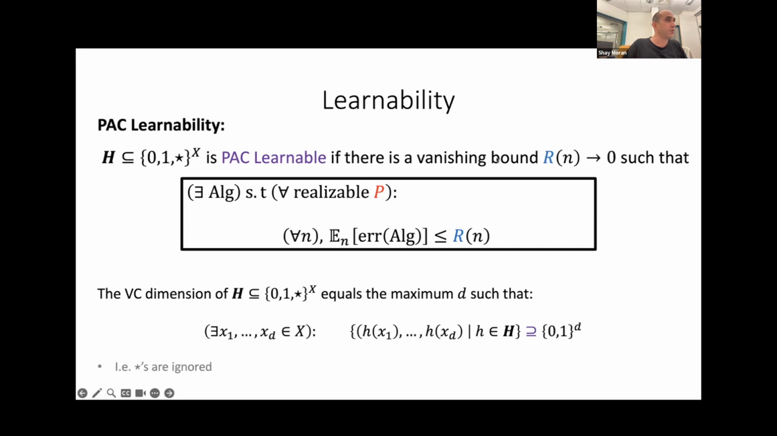And also the VC dimension, right? The VC dimension also extends in a natural way. It's the same definition, right? So a set of x1 up to xd will be shattered if when you look at all partial functions which are defined on x1 up to xd, then you will see all possible binary patterns. Just what Avi drew on the blackboard. Only that you ignore columns or rows that have stars. Is this okay? Yeah. Okay, good.